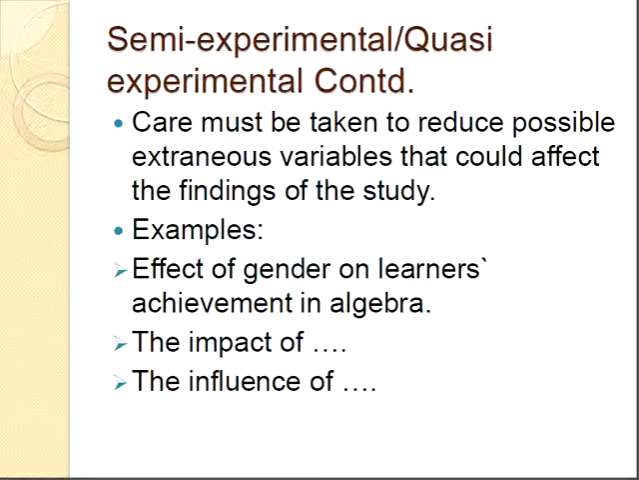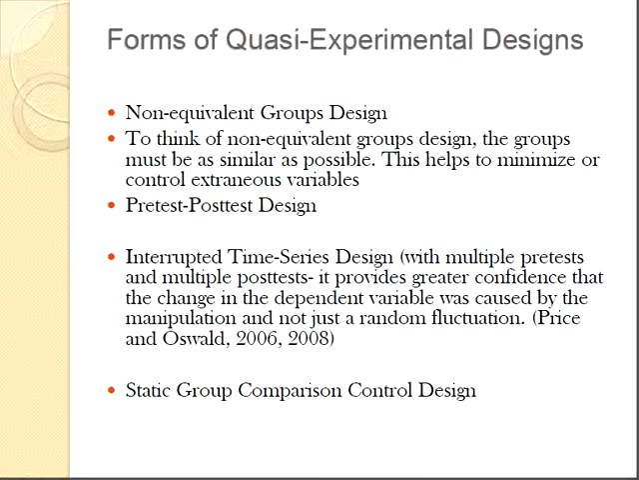Then you talk about the impact of, the influence of. The idea here is that we want to measure what has happened as a result of taking a particular action. That is the cause and effect relationship we talk about. Now, what are the forms of quasi-experimental designs?